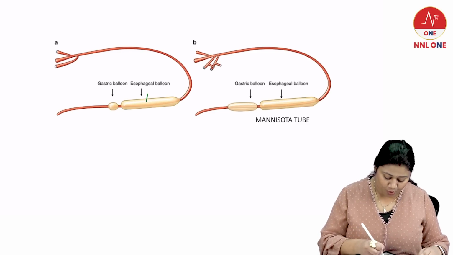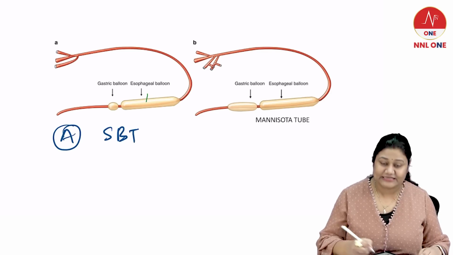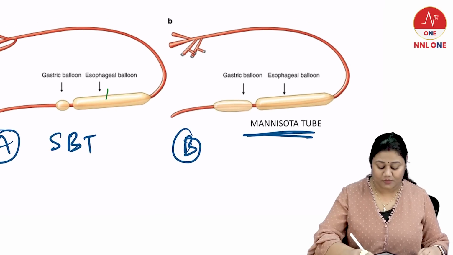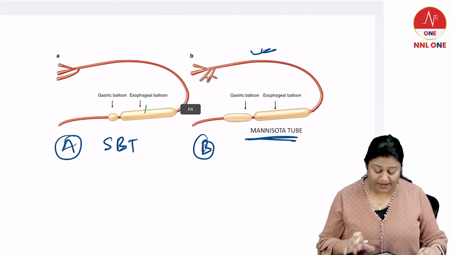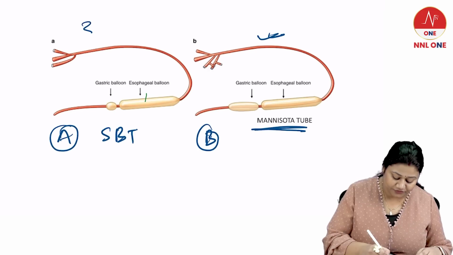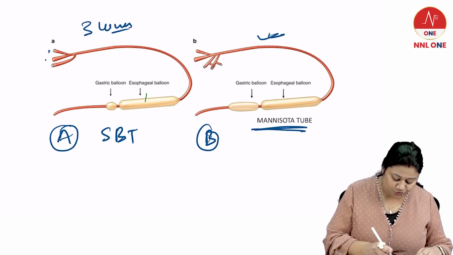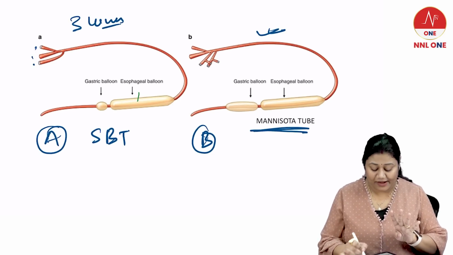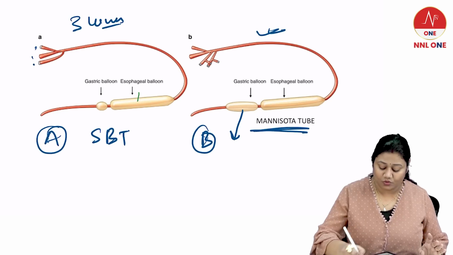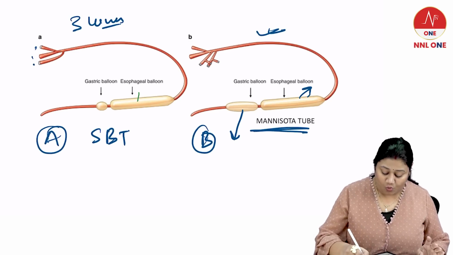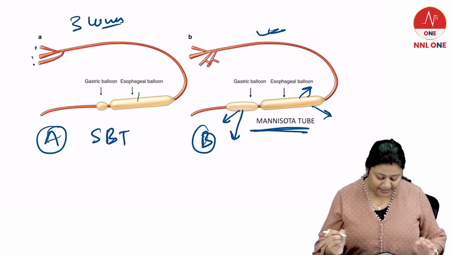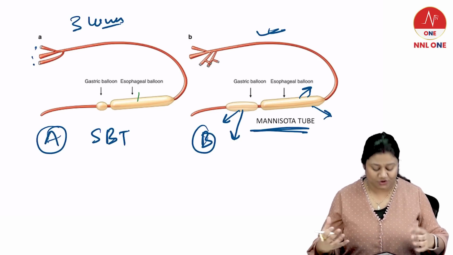Okay, another very important IBQ. Here we have two important tubes. Image A, here you can see SBT, Sengstaken-Blakemore tube. Image B is the Minnesota tube. This one is more preferred. Why? What is the basic difference? This one has only 3 lumen, 1, 2, 3. This one has 4 lumen. What will these 4 lumen do? One is used to inflate the gastric balloon, one to inflate the esophageal balloon, one for gastric suctioning, and one for esophageal suctioning, right? So this is the reason why the Minnesota tube is more preferred.